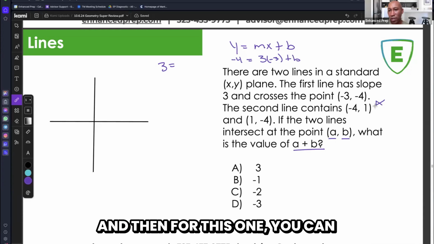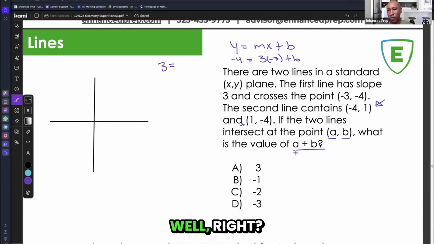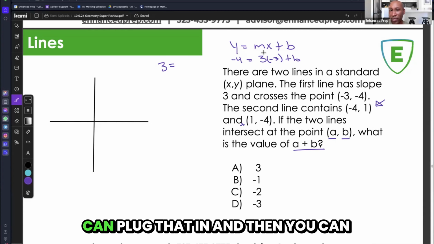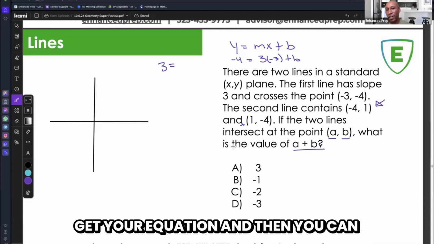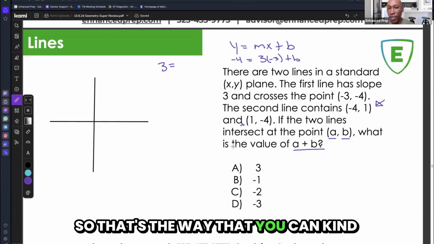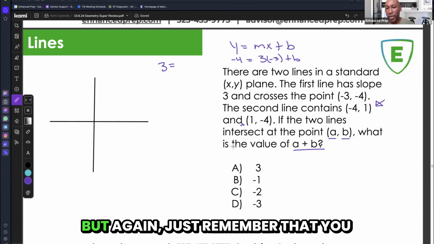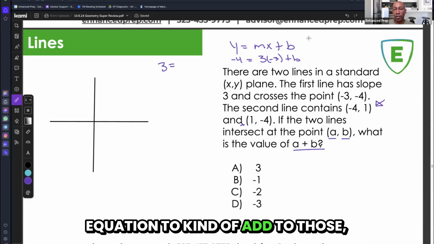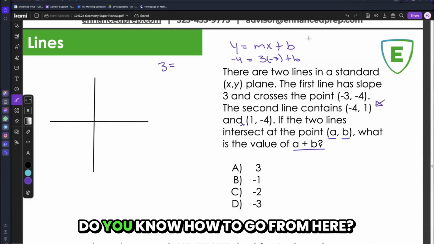And for the second line, you can create your equation that way as well. You can get your slope from this one, plug in your points, and get your equation, and then you can find the point where they both intersect. That's the way you can set up this problem and work it through. Just remember that you can always use your slope-intercept equation. Does that make sense? Do you know how to go from here?